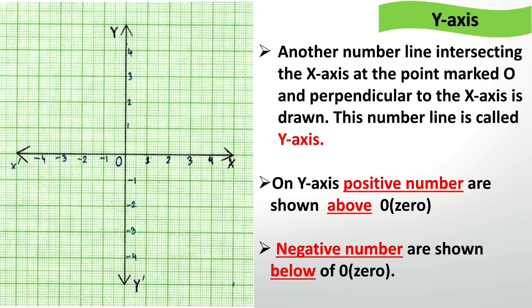Again I am going to repeat. Y-axis is a vertical line and it is perpendicular to the x-axis, and positive numbers are shown above the 0 in y-axis and negative numbers are shown below the 0 in y-axis. I think x-axis and y-axis is very clear to you. Now next is origin.